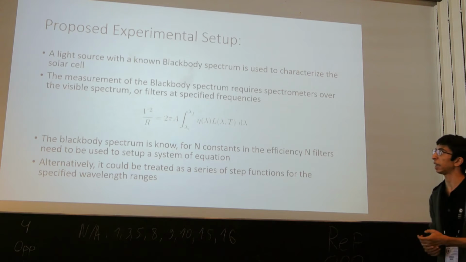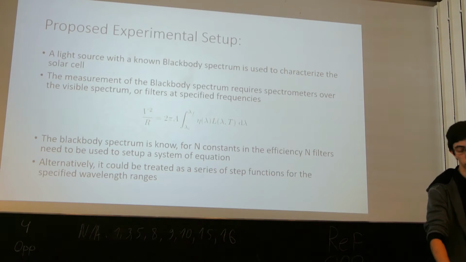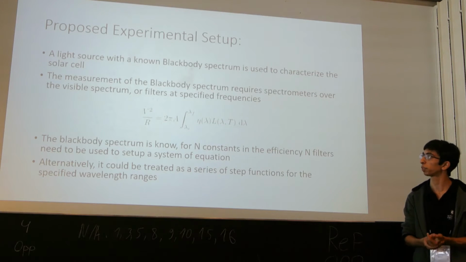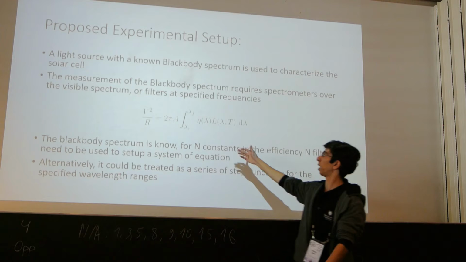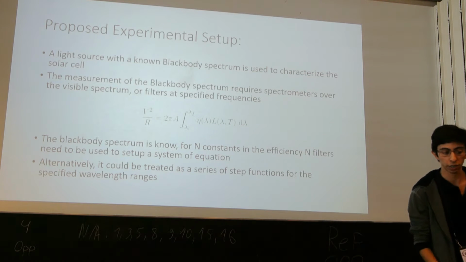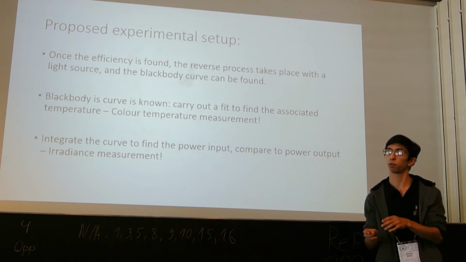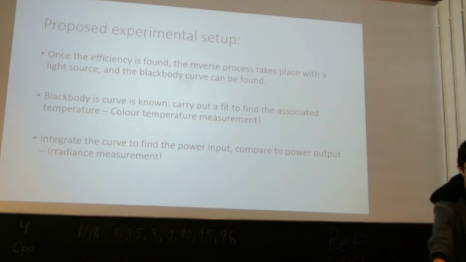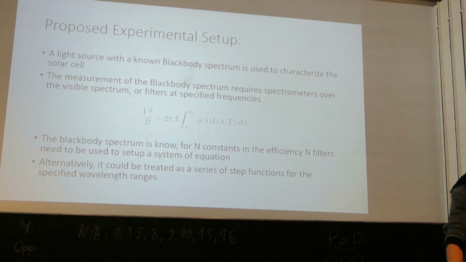So again, this proposed experimental setup is something very simple. What we're going to do is characterize the efficiency, since we know its functional form, using a known black body spectrum. This can be done using spectrometers and visible filters at certain specified frequencies. By choosing our filters in a specified way, we can estimate this integral and therefore calculate what the efficiency should be, provided what this power here is. Doing that, we can get a characterization for the efficiency of our cell, and from there work backwards. Instead of working in this manner where we have a known black body and calculate the efficiency, we go from the efficiency to calculating the black body spectrum.